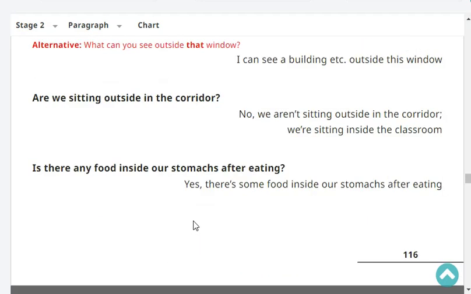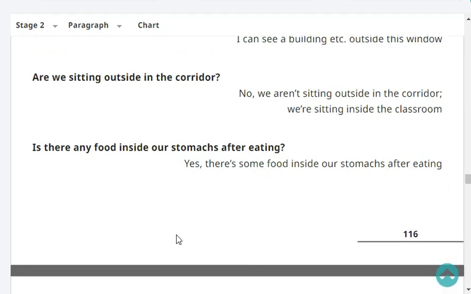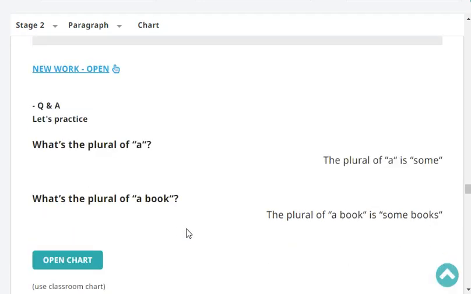Is there any food inside our stomachs after eating? Yes, there's some food inside our stomachs after eating. Very good. What's the plural of a? The plural of a is some.